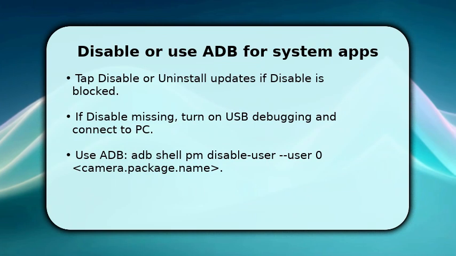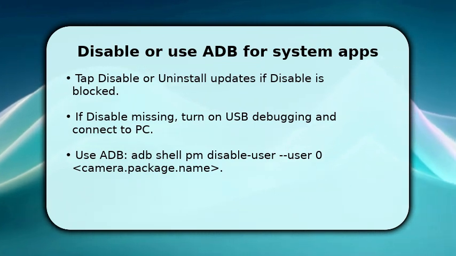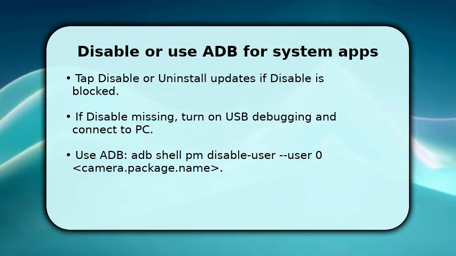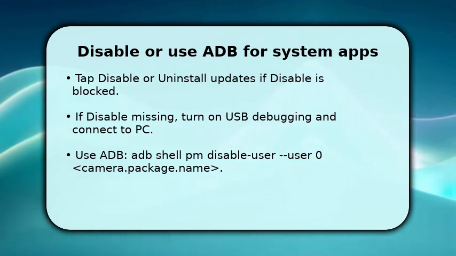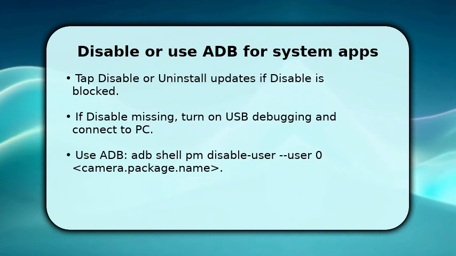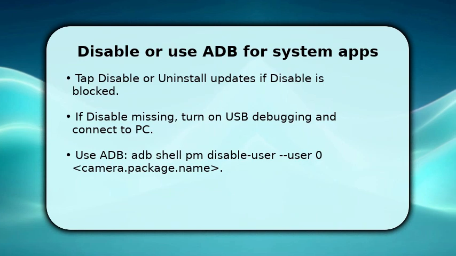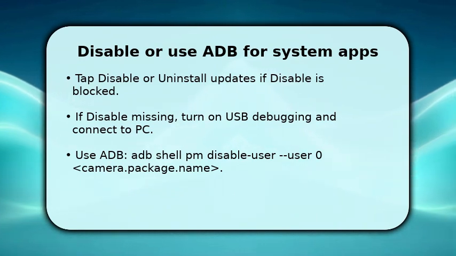When the UI won't allow disabling, use ADB. Enable USB debugging, connect your phone to a PC, authorize the connection, then run adb shell pm disable-user --user 0 com.android.camera, or your device's camera package name. This removes access without rooting.